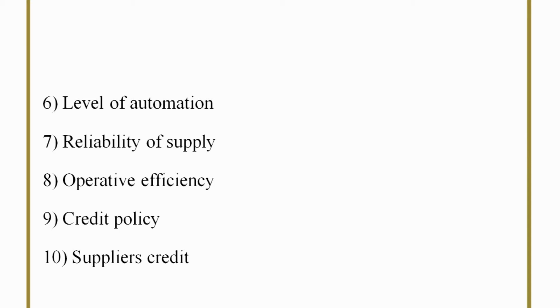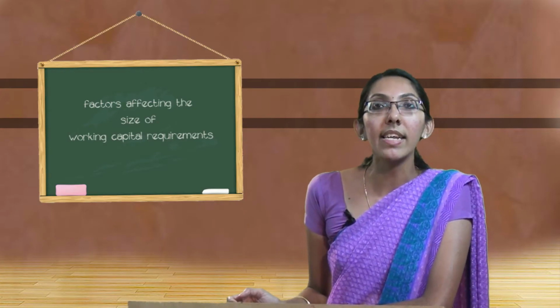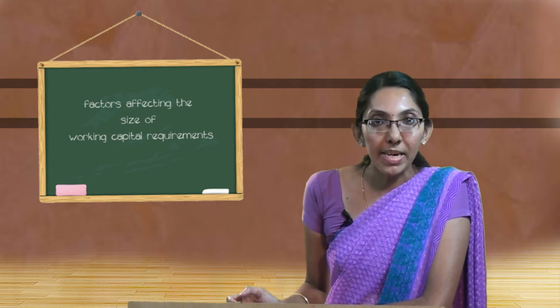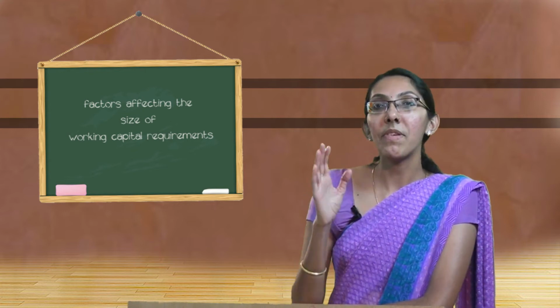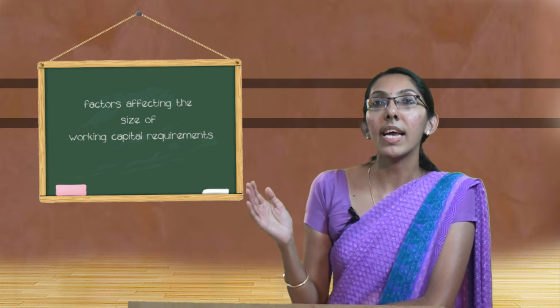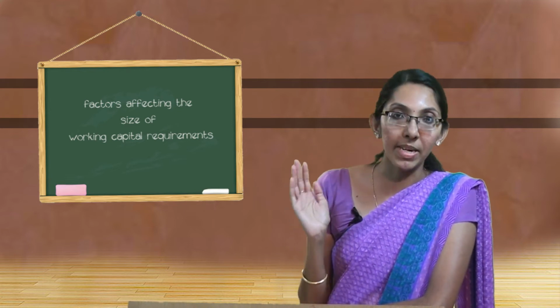The next factor to be considered here is the reliability of supply. Reliability of supply is related to the supply of raw materials. When there is no continuous supply of raw materials, a huge inventory is to be maintained of the raw materials. In this case, cash will be blocked in the form of raw materials for a longer duration. Hence, the working capital increases when there is no reliable source of supply of raw materials.